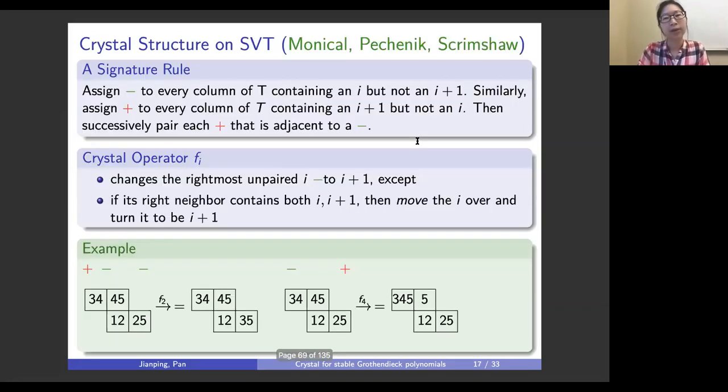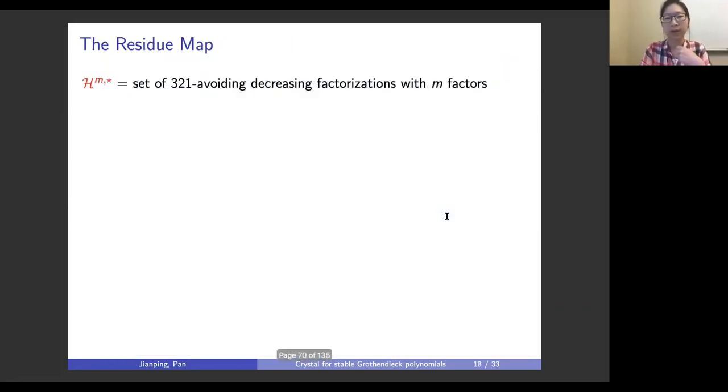Okay, so we have talked about 2 crystals for now: the one on semistandard set-valued tableaux and the one that we defined for the decreasing factorizations. They are actually related to each other via the so-called residue map. So let me tell you what that is.